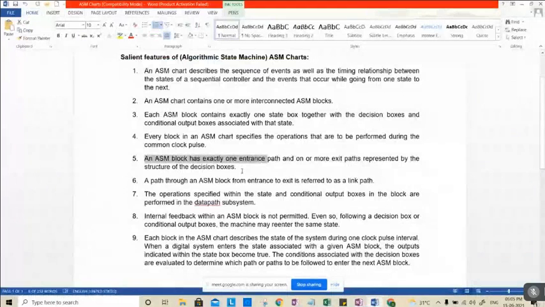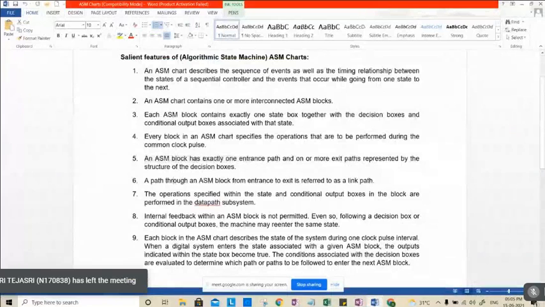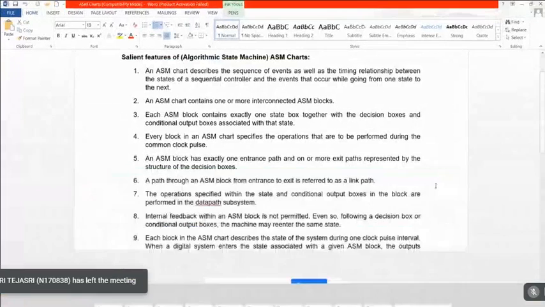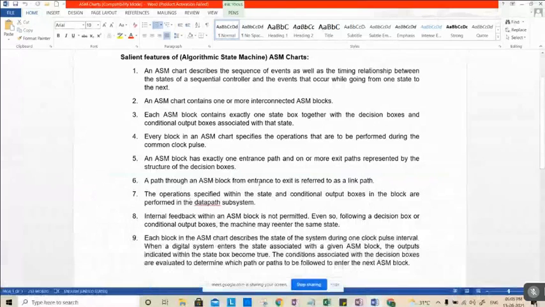A path through an ASM block from entrance to exit is referred to as a link path. You need not remember this particular terminology, it is not necessary. So the operations specified within the state and the conditional outputs in the boxes are performed in the data path subsystem. Internal feedback within the ASM block is not permitted.